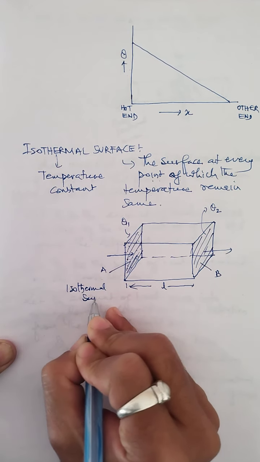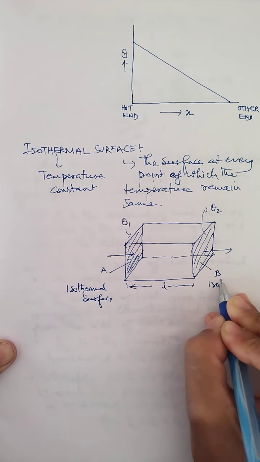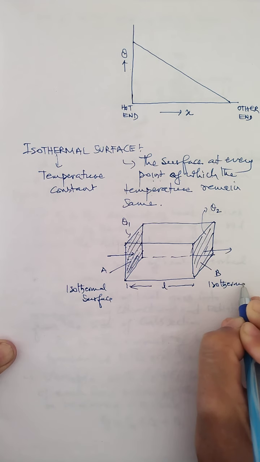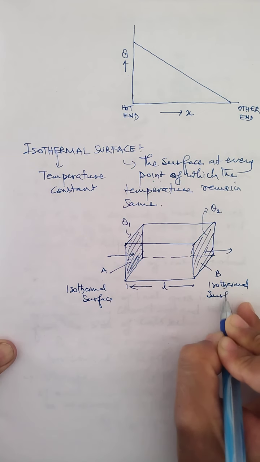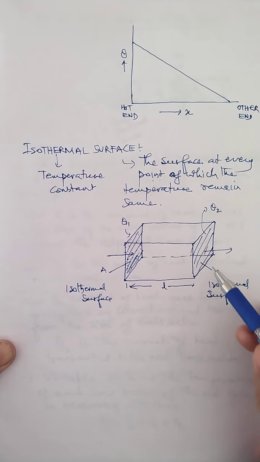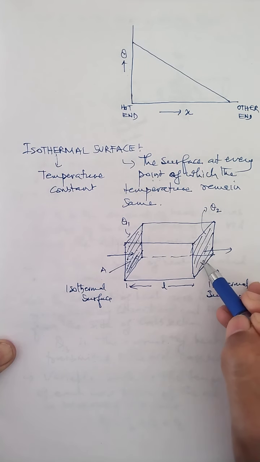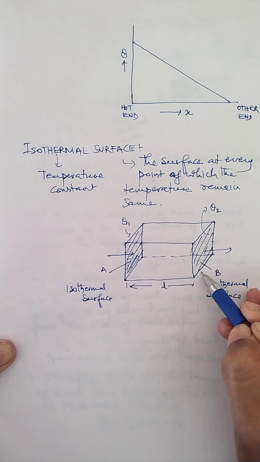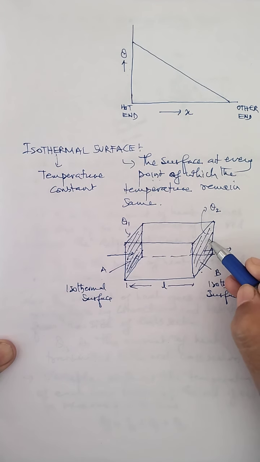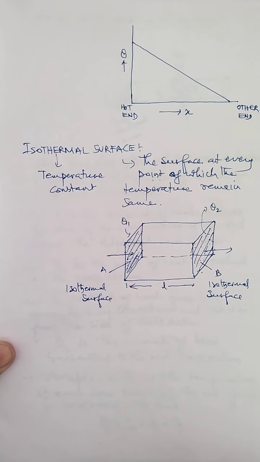Similarly, this surface is called what surface? Isothermal surface. Now, why are A and B isothermal surfaces? Because this is a cross section where, at every point of the surface, the temperature remains the same. Whether you measure the temperature at this point or this point or this point, the temperature remains the same. And that surface is called an isothermal surface.